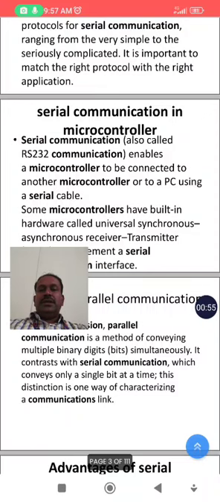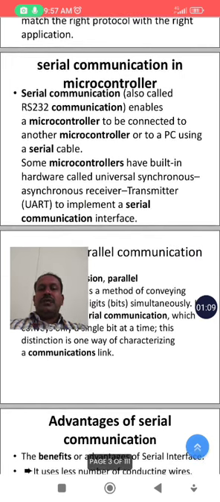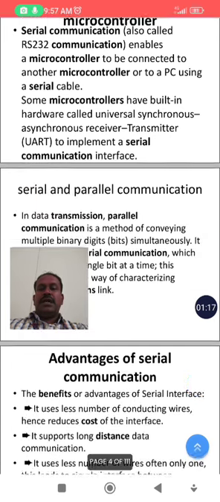Serial communications, why can it be used in the microcontroller? Serial communication is also referred to as RS-232 communication. It enables the microcontroller to be connected to another microcontroller or to a PC using a serial cable. Some microcontrollers have built-in hardware called a universal synchronous asynchronous receiver and transmitter, that is called a UART, to implement a serial communication interface.